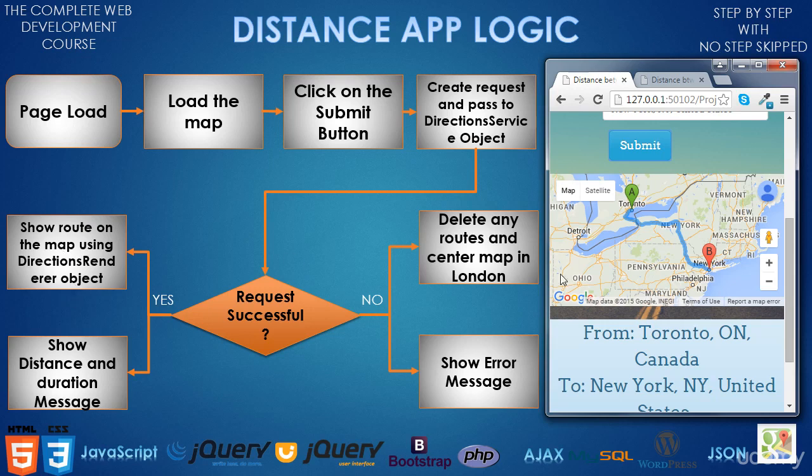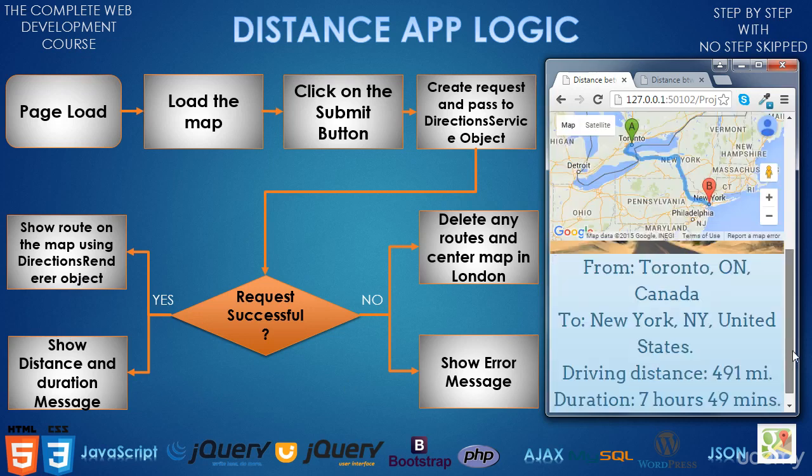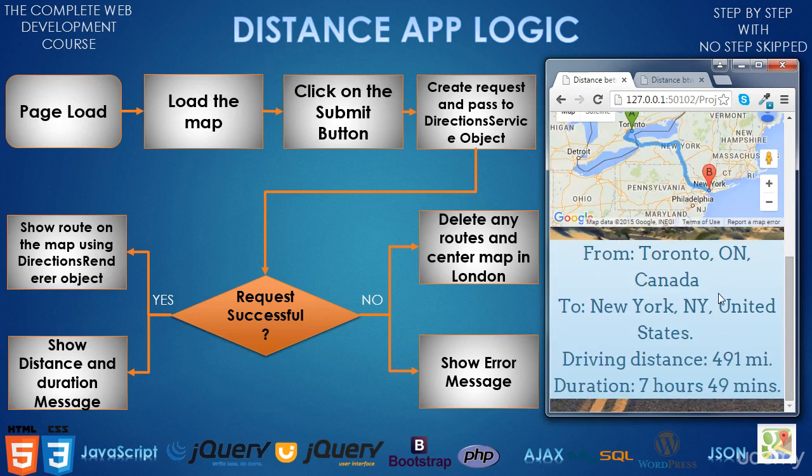We're going to show the route on the map using the Directions Renderer object, and also we're going to show the distance and duration inside this box.